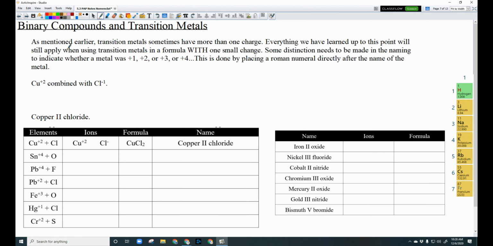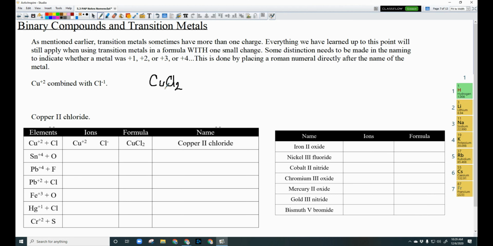So think back earlier. Remember when I said, if you have the name written out like this, you're going to see Roman numerals to tell you the charge. So it's the same thing here. If we have Roman numerals, that tells you the charge, and we have to include that Roman numeral in the name. So say, for example, we take copper, and you're told it's a +2, and we're going to combine that with chlorine, that's a -1. These don't cancel out to equal 0, so we have to swap and drop.